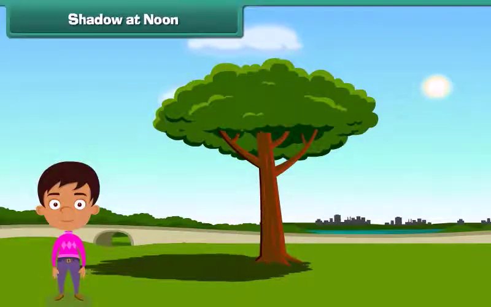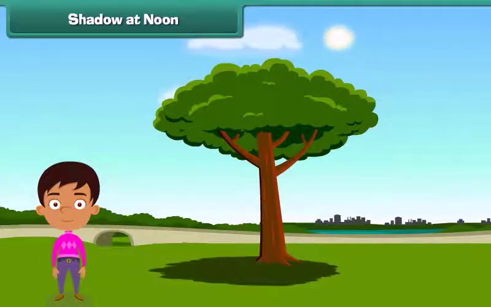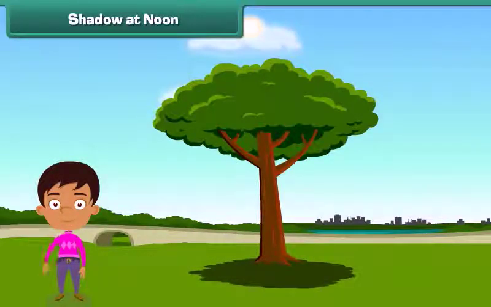Now it's noon and the sun is overhead. Did you notice the shadow of this tree? The shadow of the tree now becomes small.